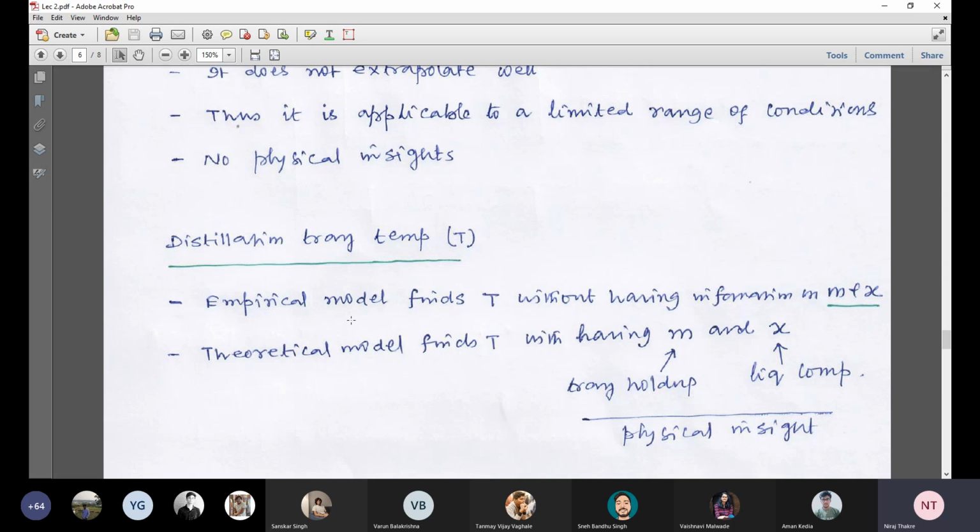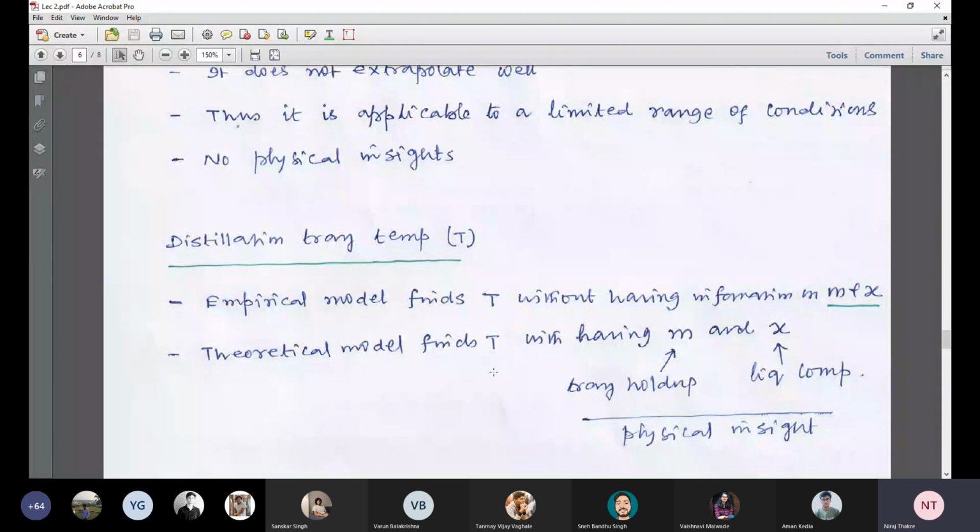What I have written in the first point: the empirical model finds temperature without having information on M and X. M is the liquid holdup on the tray, and X is the liquid phase composition. Okay. So the empirical model directly develops the correlation in terms of output T. It cannot provide the information individually for M and X. We do not know about these two. If you want to know, you cannot get it from the empirical model.